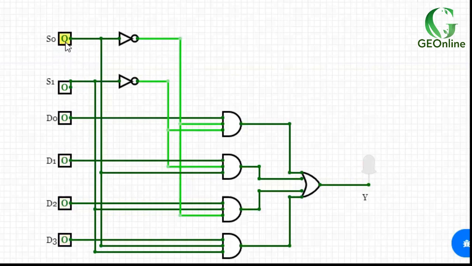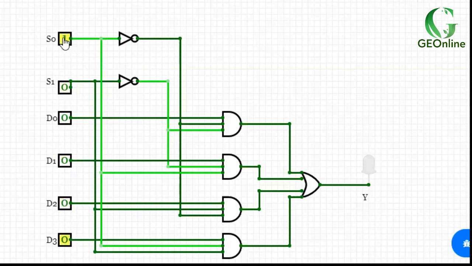Our second status is S0 is equal to 1 and S1 is equal to 0. In this case, when I change D0, there will be no change in the output. But when I change D1, it is selected to the output. So, when S0 is equal to 1 and S1 is equal to 0, the multiplexer selects D1 to the output. No other inputs get selected.